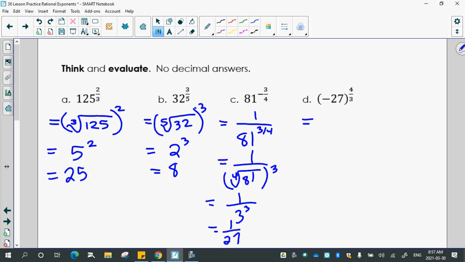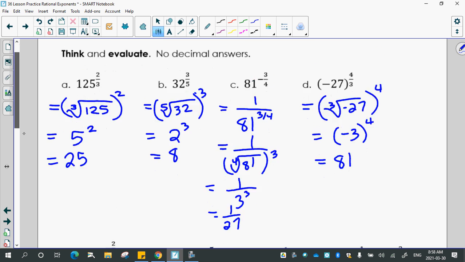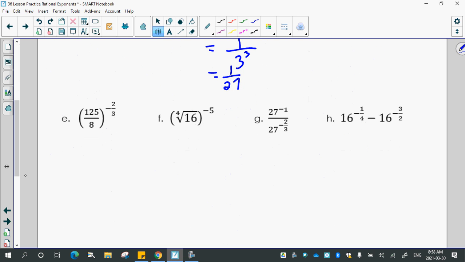Volunteer for D. Darius. I did the 3rd root of -27, kept the 4 outside, to the 4th. Good. Then that gave me -3 to the power 4. Okay, do I need brackets around -3? Yes. Good. And that gave me positive. Yes. How many people got positive 81? Excellent. Okay, good. All right, now we have a fraction one, 125 to the -2/3.